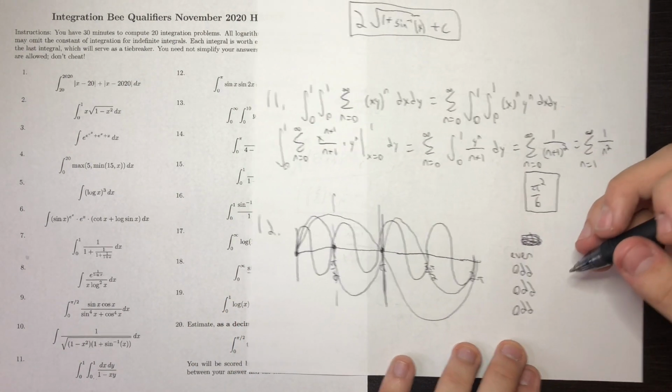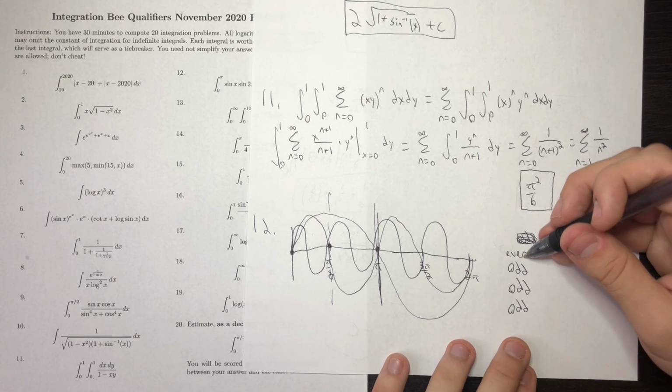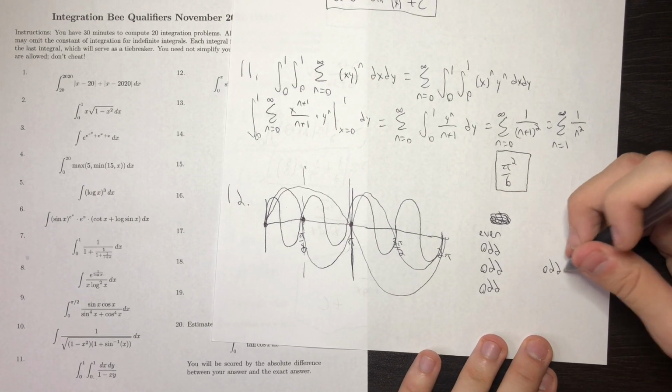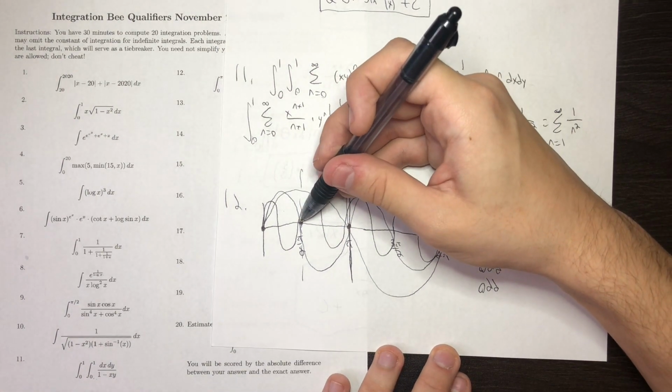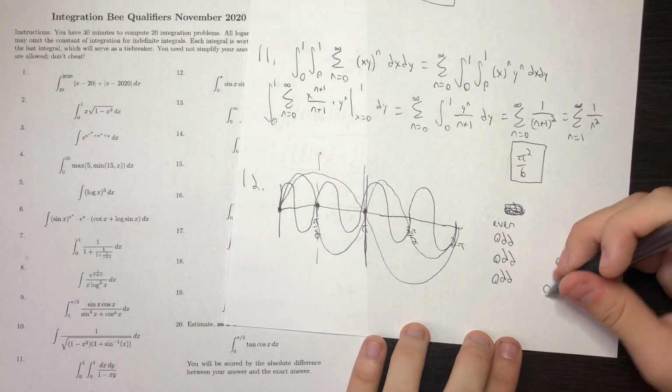So now what happens if you multiply 3 odd functions and an even function? You're going to be left with an odd function. And what happens when you integrate an odd function over an interval about the center? You're going to get 0. So this whole problem is going to be 0.